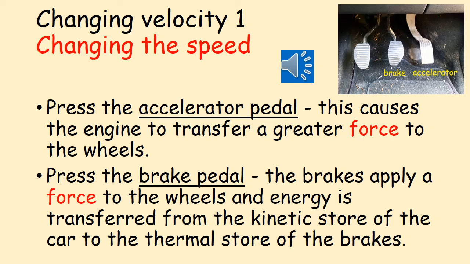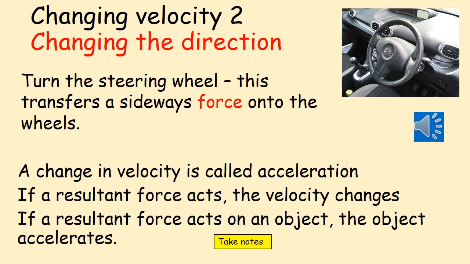In order to slow the car down, you press the brake, which is the middle pedal, and they will then apply a force onto the wheels, and this time energy is transferred from the kinetic store of the car to the thermal store of the brakes, and the car will slow down. In order to change the direction of the vehicle without changing the speed, you would use the steering wheel, and that transfers a sideways force to the wheels.